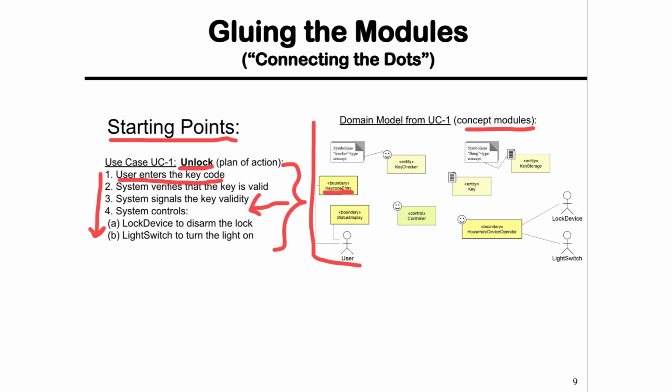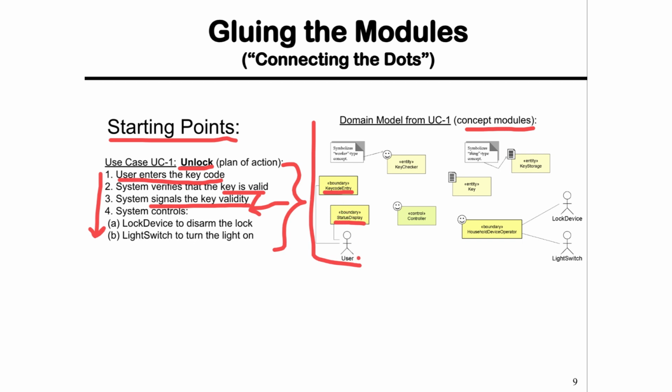So from there, we can generate the key code entry boundary object. Another boundary object is status display. We can discover the need for a boundary object called status display from this diagram. For instance, the system verifies that the key is valid, and the system should signal the key validity to the user, right? So this needs some boundary object called status display or something to display the response of the system back to the user. So for that purpose, we just added one more.